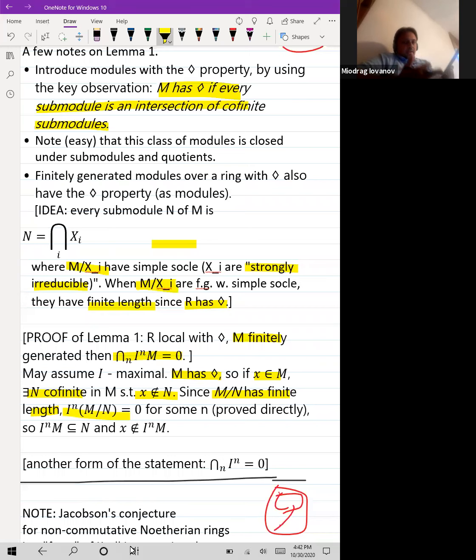The reason I'm mentioning this is because I'm trying to say I'm not using anything from Noetherian commutative algebra. And so that means simply that I^n is contained in the submodule, and x is not contained in I^n M, so x is avoided by some power of I. So in other words, this proves the Krull intersection theorem for rings with this diamond property.